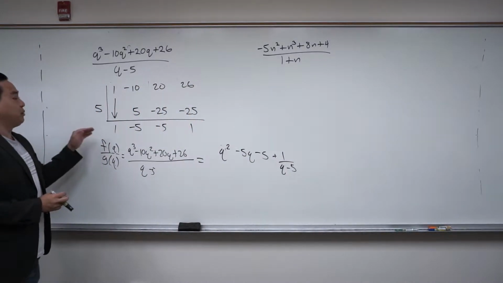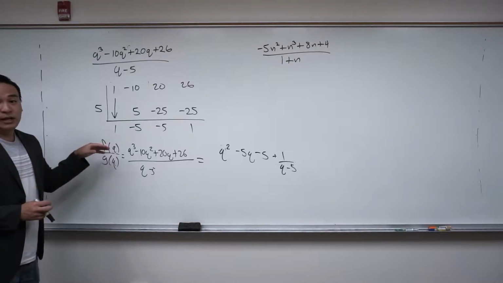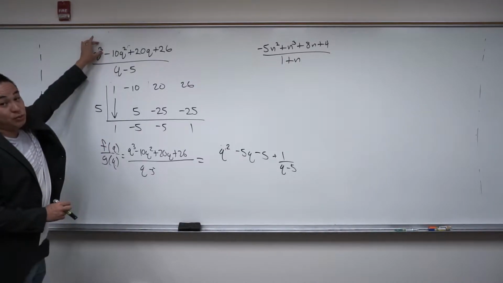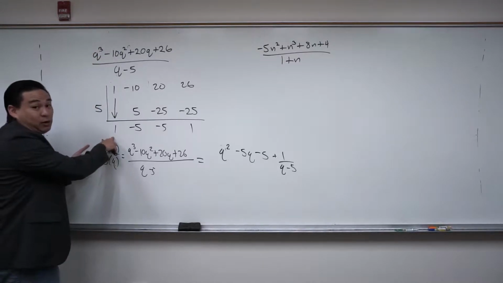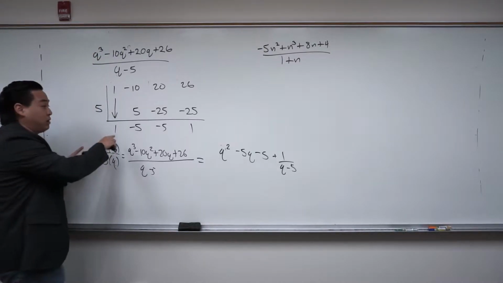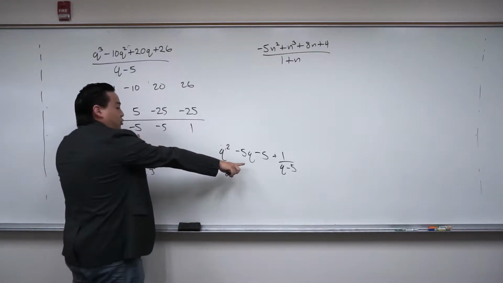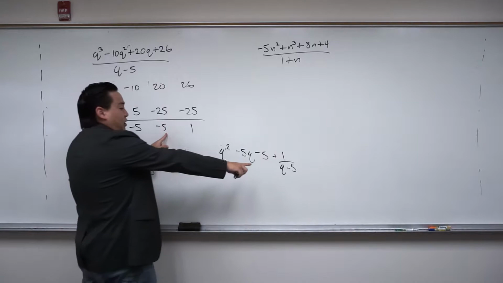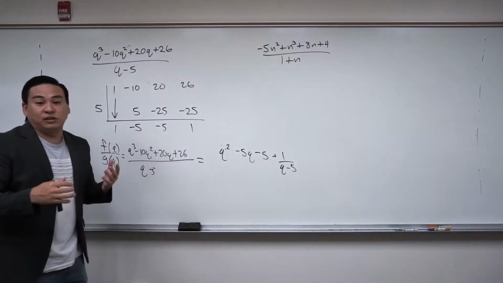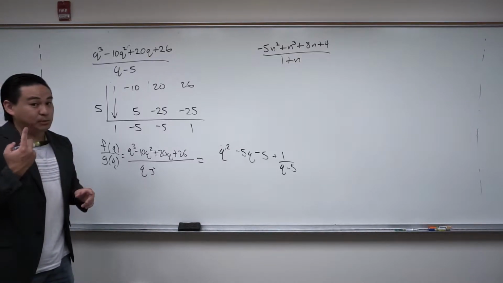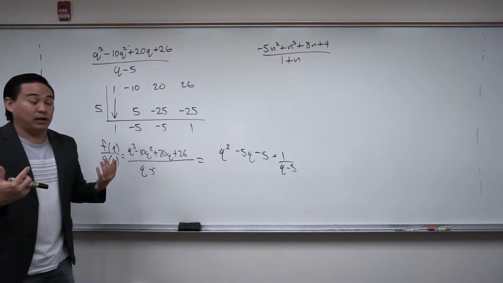Now you can do it the other way by reading it from left to right. And the way that you do that is you look at the degree of the top, which is 3. And then you start going down by minus 1. So this will have the q squared. This will have the q, this will have the constant, and then the remainder. So it'll give you the same thing because the degree of the quotient will always be 1 less than the numerator.